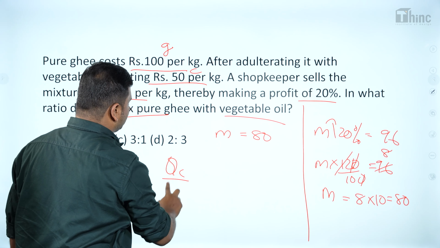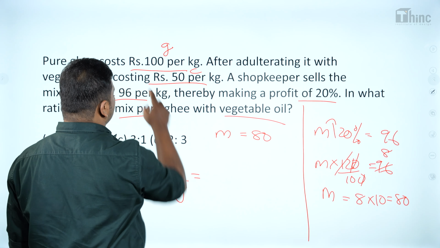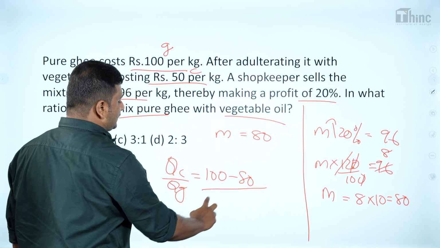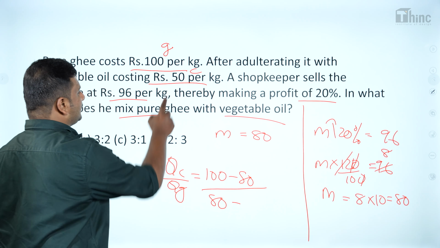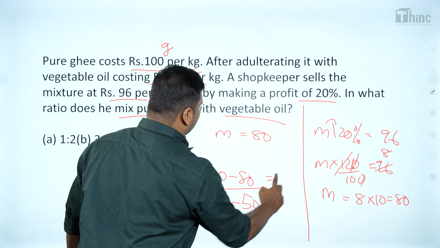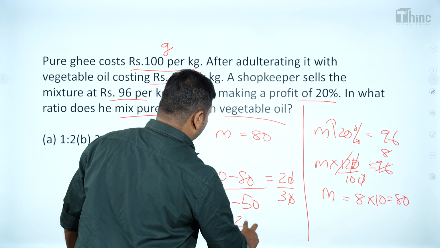So what is QC by QG? It's nothing but G minus M by M minus C. So what is G? It is 100 minus what is M? It's 80 by what is that? M minus C. What is the cheap quality price? It is 50. So what will we get? QC by QG is nothing but 20 by 30, which is nothing but 2:3.